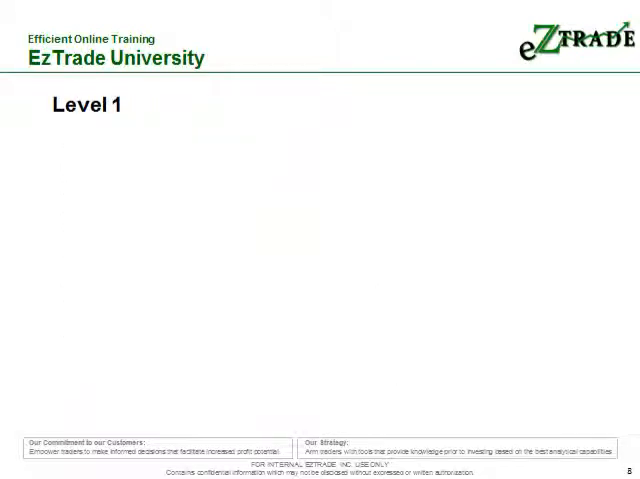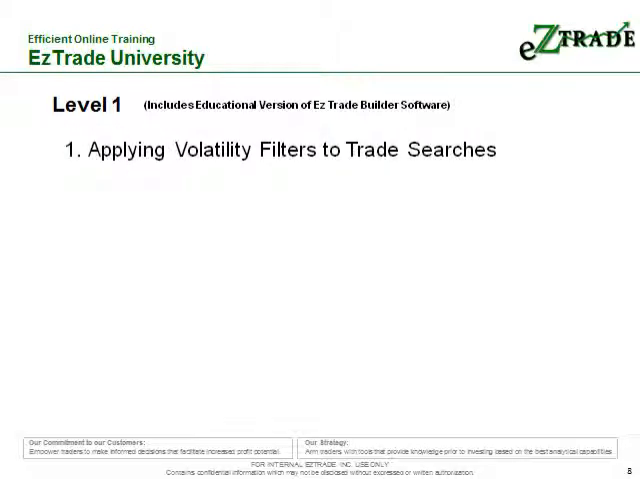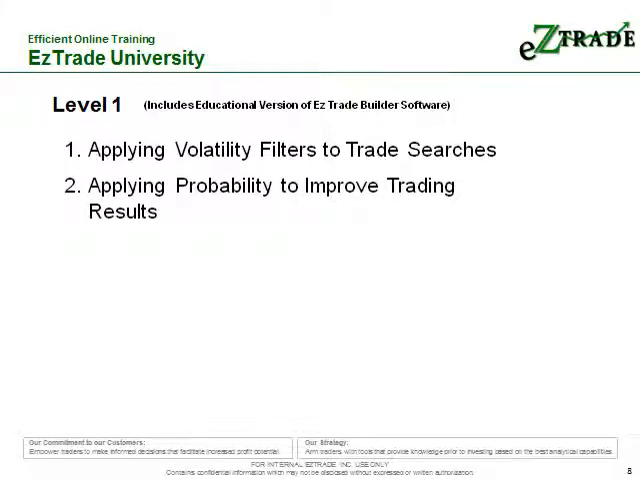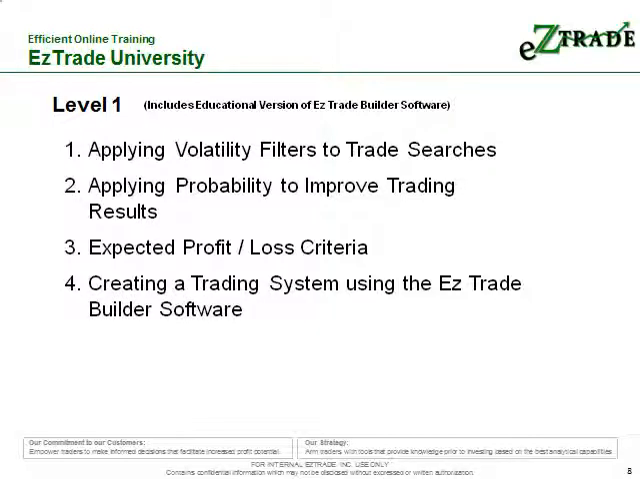Now, for those of you who already have some experience, there's something called Level 1. This also includes the educational version of the EzTrade Builder software. And you learn now how to apply volatility filters to the trade searches that the software can do. You can further narrow your results by applying probability to improve those results. In other words, now you also have fewer results. Sometimes if you want to have fewer results based on capital capabilities, this is a better thing. Also having expected profit and loss criteria. From these, you build a very specific trading system using EzTrade Builder software. Now you're getting what you want.